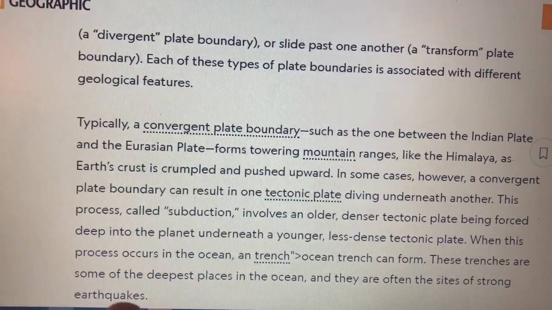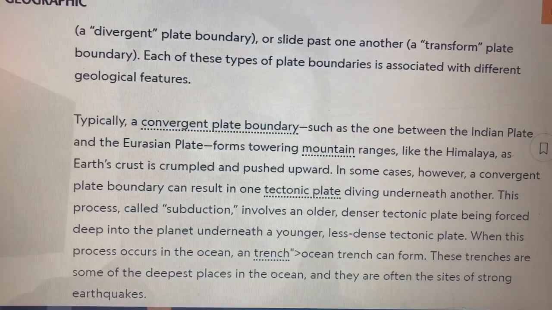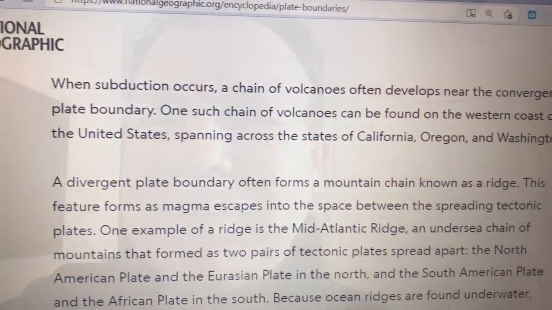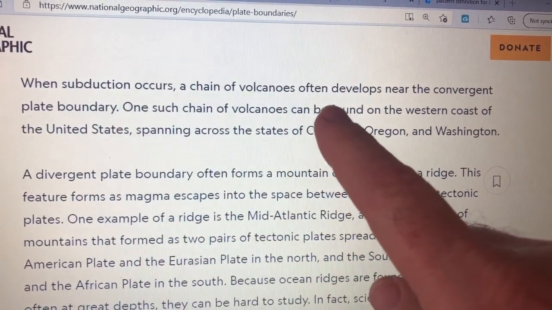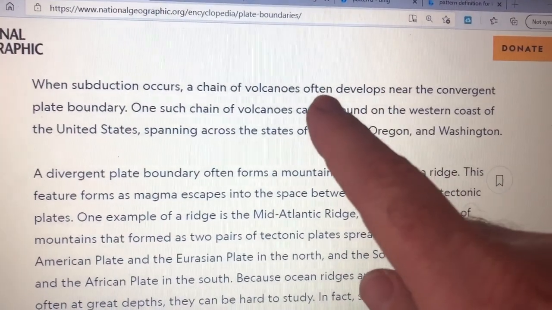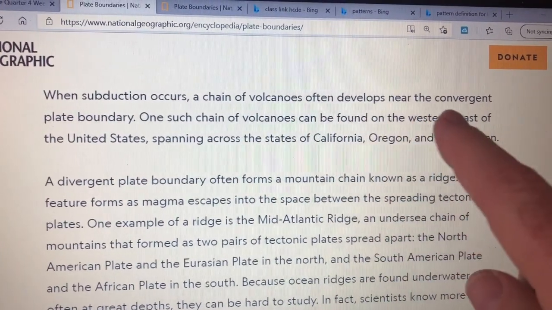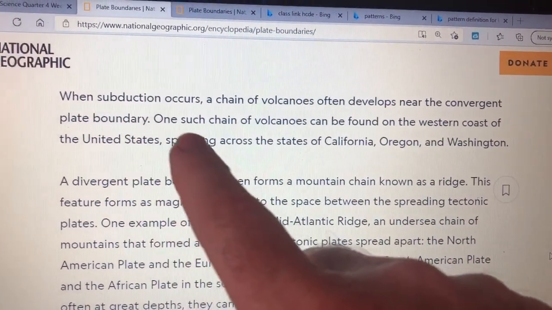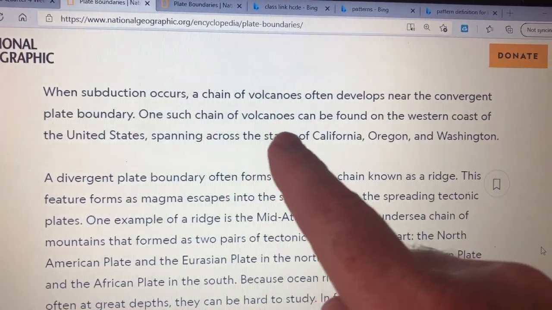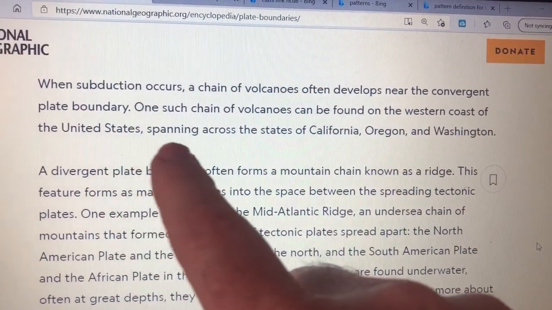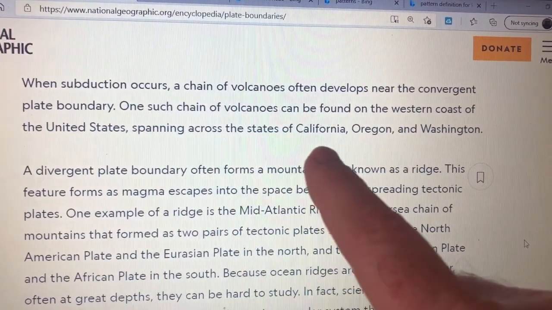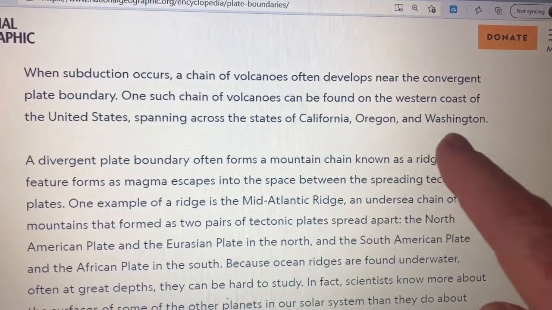Earthquakes. So are you seeing a pattern here? I think so. Let's continue. When subduction occurs, a chain of volcanoes often develops. There is a volcano near the convergent plate boundary. One such chain of volcanoes can be found on the western coast of the United States, spanning across the states of California, Oregon, and Washington.